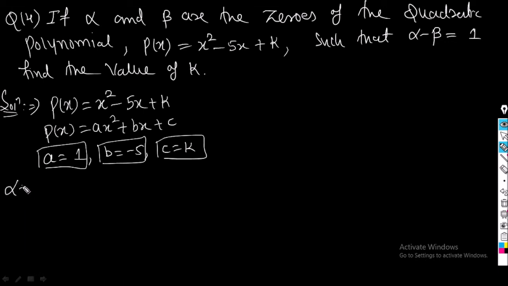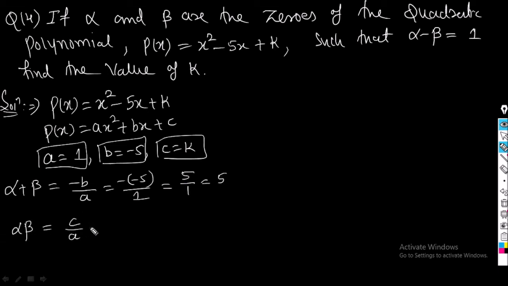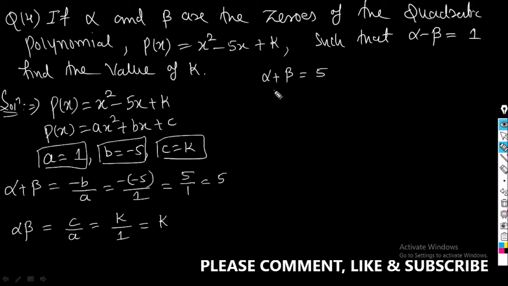So the sum of zeros, that is alpha plus beta, is minus b by a. Minus of minus 5 by a, which is 1. Minus into minus is plus 5 by 1. 5 by 1 is 5. Product of zeros, alpha into beta, is c by a. C is k divided by 1. K by 1 is equal to k. Okay. So now we know alpha plus beta is equal to 5, and we know that alpha minus beta is equal to 1. So let us simplify these two equations.